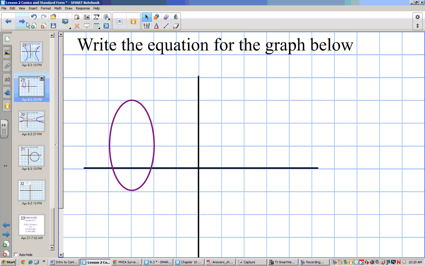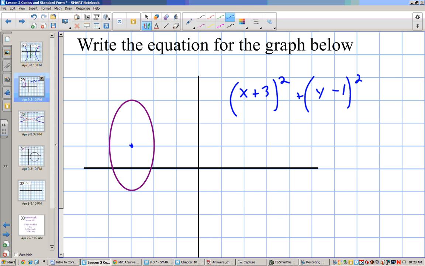Now, since we've done all the conic sections, there's going to be a couple graphs that we're going to do, and then we're going to do one more hyperbola. This is an ellipse. The center is at negative 3, 1. So it's going to be x plus 3 squared, y minus 1 squared. Now if I look at my radius, my x radius is 1, so I can put over 1, or I can leave it out. Doesn't matter. In my y direction, I'm going up 2, so I'm putting over 2 in here. And an ellipse is always equal to 1 on the right-hand side. So x plus 3 squared plus y minus 1 over 2 squared equals 1 is the equation of this ellipse.